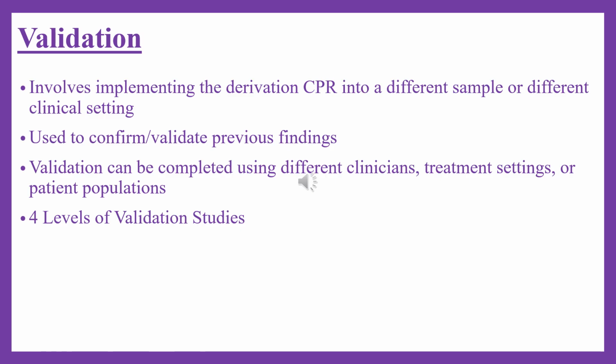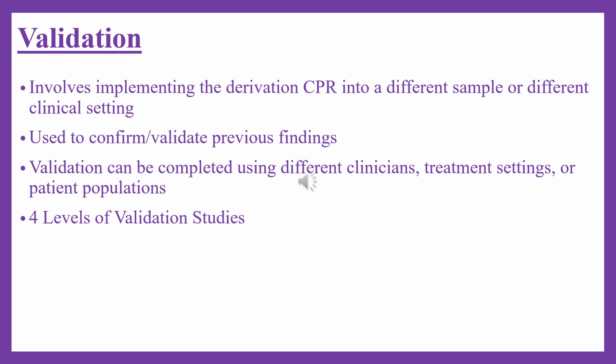Validation is the next step in developing our clinical prediction rules and involves taking that rule that was developed and implementing it in different patient samples or within different clinical settings to see if it can still be applied. We're trying to validate the findings from the first step, and we're trying to see if they are valid in the original patient population and then attempting to see if they are externally valid amongst other patient groups. So can that rule that was developed be applied to different patient populations?